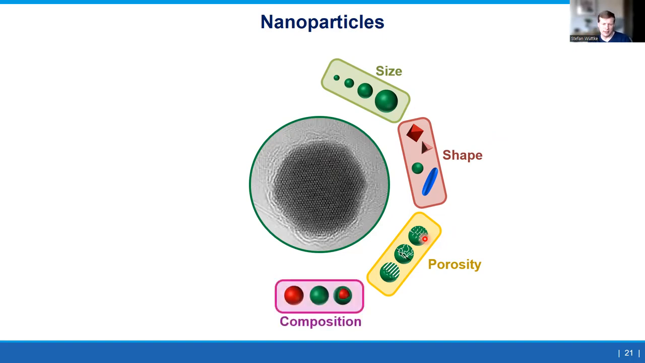A fourth important thing that you need to keep in mind is composition. You can make a core-shell system, or you can make hollow spheres. So you can have different compositions of a nanoparticle, multi-component nanoparticles. You can make composites. This is also possible at the nano level, and there you can do quite a lot.